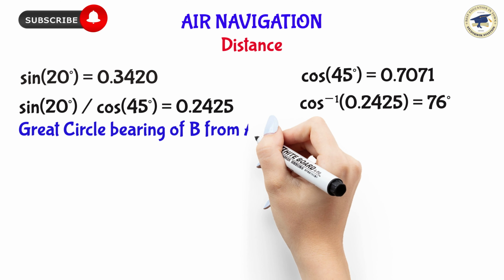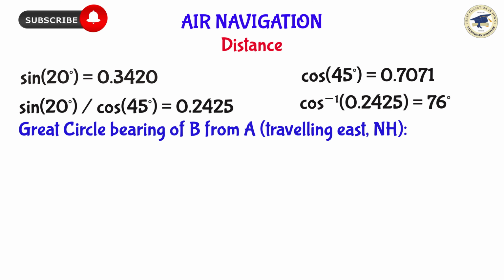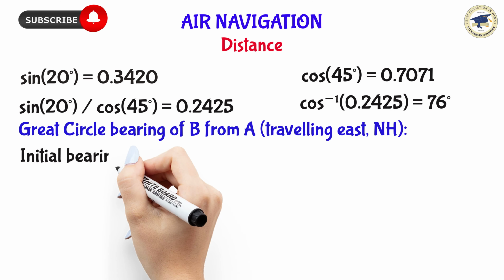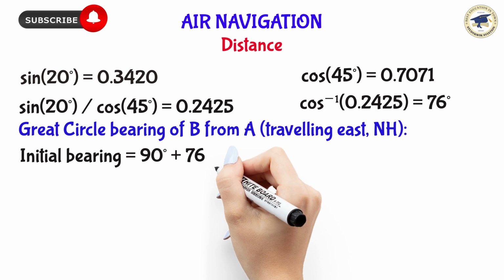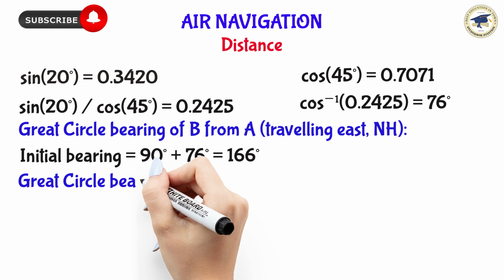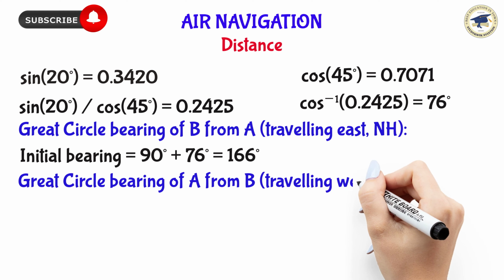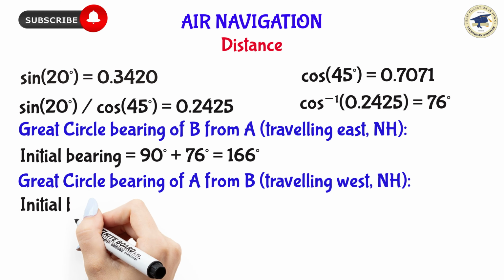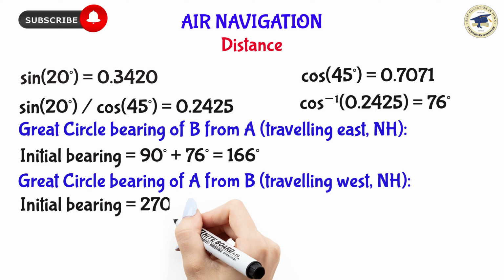Initial bearing from B to A in northern hemisphere equals 90 degrees plus 76 degrees equals 166 degrees. Initial bearing from A to B in northern hemisphere equals 270 degrees minus 76 degrees equals 194 degrees.